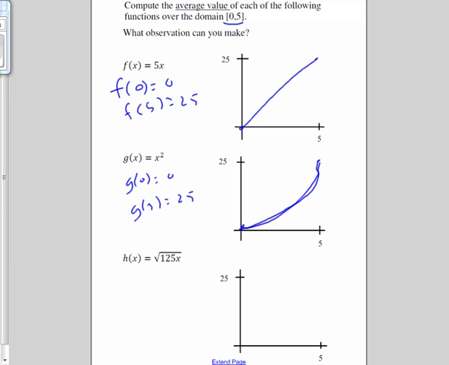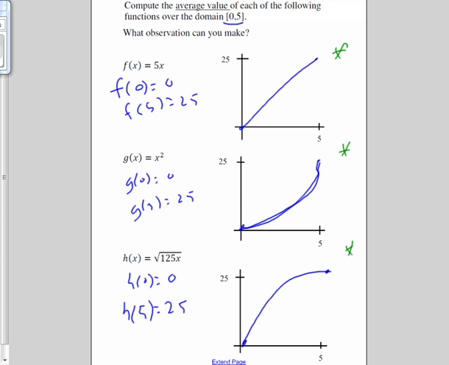The third one also starts at 0 and ends at 25, but its shape now looks like this: concave down. So here we have the first one is a straight line, then we have concave up, and then we have concave down. And what we want to do is find the average value over each of the following.